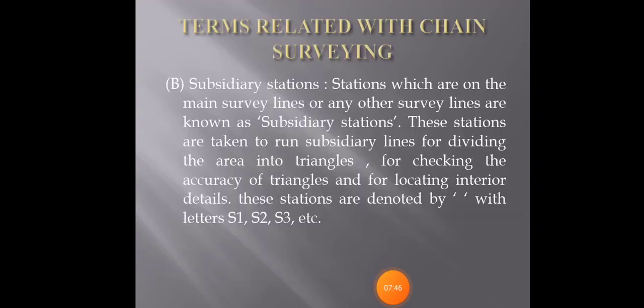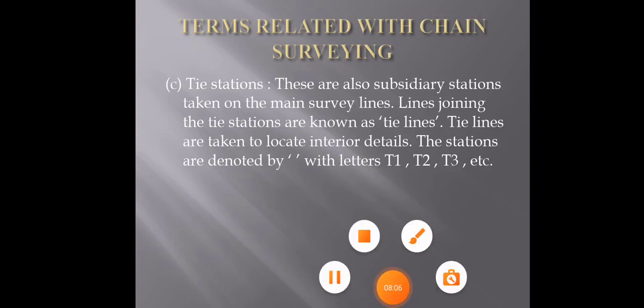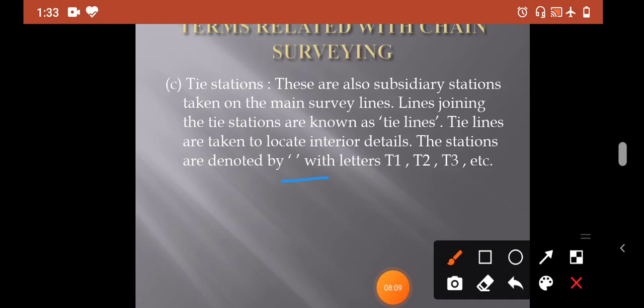Now next, tie station. These are also the subsidiary stations taken on the main survey lines. Joining the tie stations is known as the tie line. Tie lines are taken to locate the interior details. With interior details, the stations are denoted by the letters T1, T2, T3, etc.